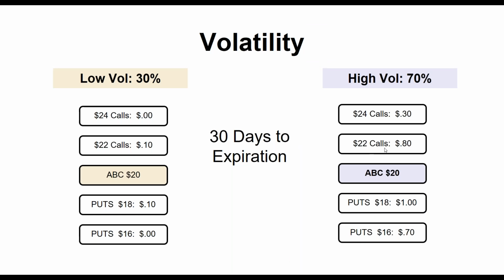You notice here that the upside on the high vol stock, 22 calls, 80 cents. 24 calls, 30 cents. And look at the downside. $2 lower, it's $1. $4 lower, 70 cents. $4 higher, 30 cents. $4 lower, 70 cents. Why?